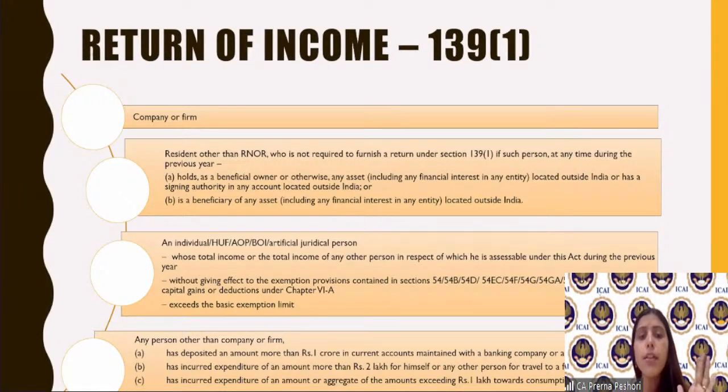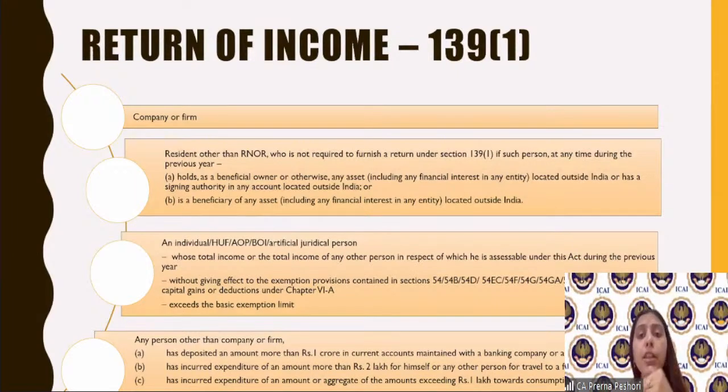What do we mean by the term beneficial owner? Beneficial owner is defined as a person who has provided the consideration for the asset, the person who has invested into the asset, whether for himself or for any other person. So it is not necessary that he is invested only for himself, for the benefit of himself, but it could be even for the benefit of any other person. So the asset is a bank account or even any interest in any entity. Interest in entity meaning any holding in any entity, holding in any trust, holding in any partnership firm outside India, holding in any company outside India.